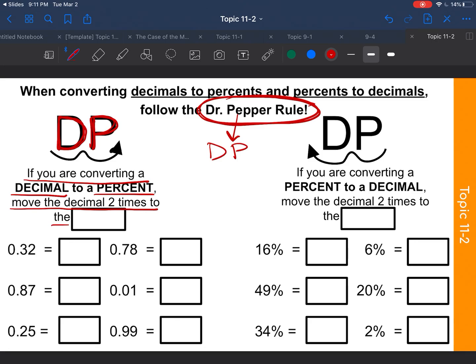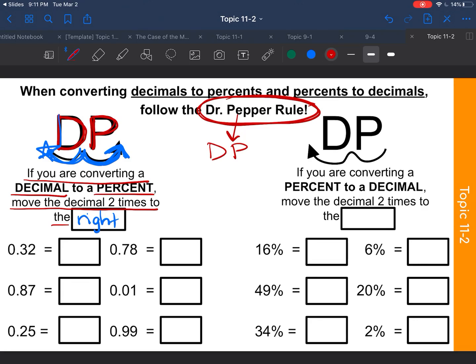So if you are converting a decimal to a percent, you're going to move the decimal 2 times to the what? So let's look. We start over here because that's where decimals is, okay? Going from decimals to percents, we move it 2 times in what direction? Which way did we just point that arrow? We move it 2 times to the right. So going from a decimal to a percent over here, you're going to move it twice to the right.